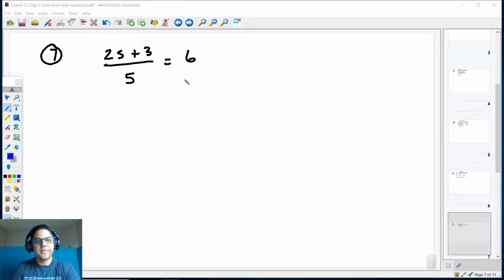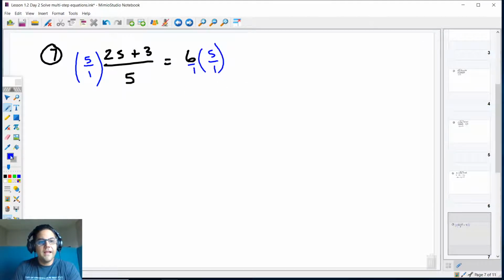So if I were to get rid of the 5 by multiplying, not by the reciprocal, so don't say the reciprocal, just simply by 5 over 1 on both sides, then I would be able to write it as 2s plus 3. Now the reason I can do that is because these 5's cross cancel. If I did the reciprocal, that means 2s plus 3 would also be at the bottom. That's why I did not say the reciprocal, just 5 over 1. And now it's equal to 30.